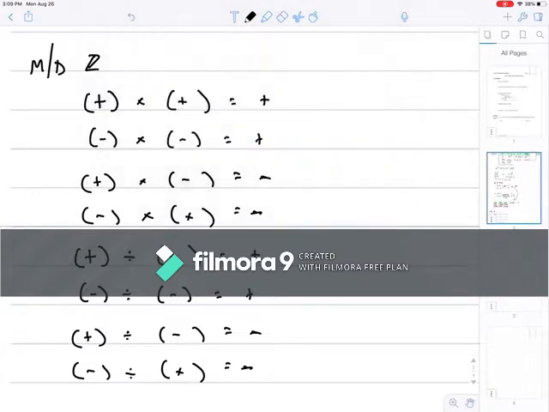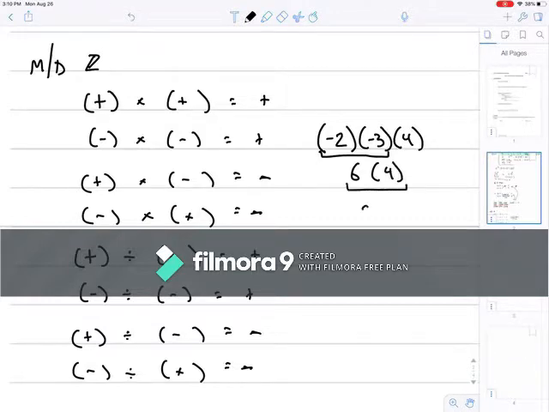Something to be aware of: if you find yourself with more than two numbers, let's say -2 times -3 times +4, you simply take the first two numbers and apply the rule. So -2 times -3 is +6, and then bring down the number you haven't used yet, and multiply the next piece. And that'll help you keep your negative signs and positive signs straight.